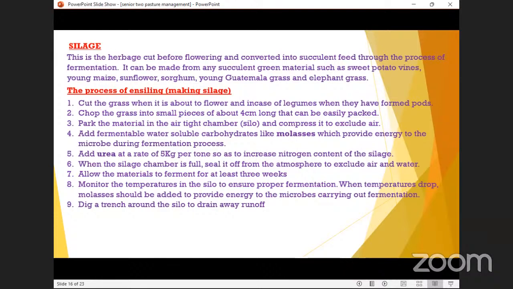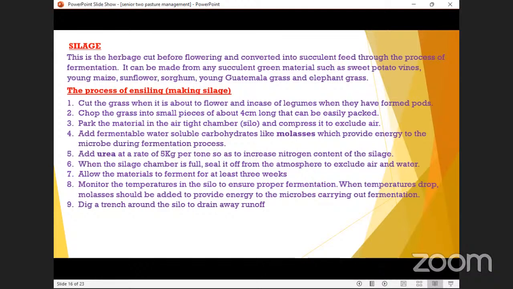The process of ensiling or making silage. Cut the grass when it is about to flower, and in case of the legumes, when they have formed pods, cut them before flowering or when they are about to. And if they are legumes, cut them when the pods are formed.